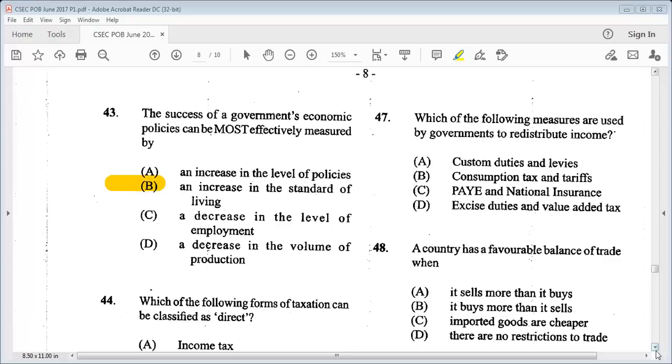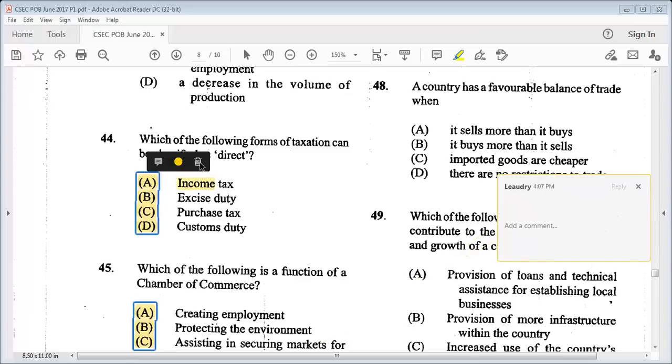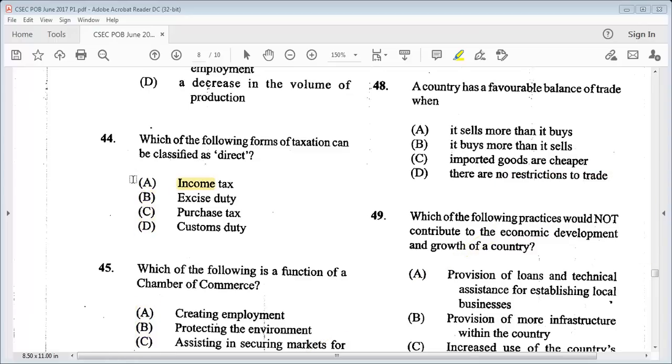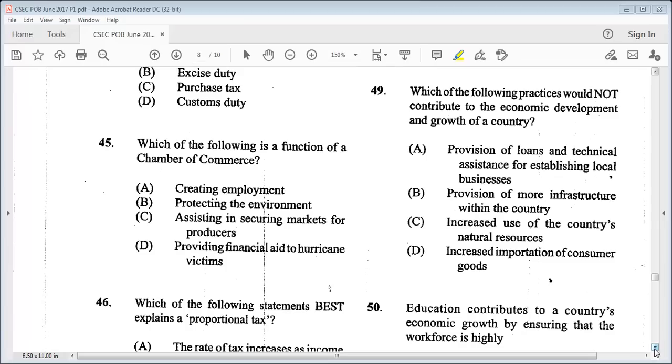Let's go to 44. 44 says, which of the following forms of taxation can be classified as direct? We know it is A, income tax. So the answer is A. 45 says, which of the following is a function of a chamber of commerce? We know it is A, creating employment. Let's go on to 46.